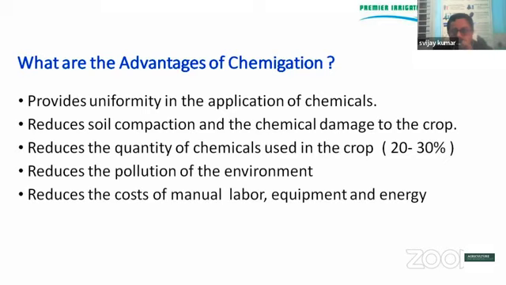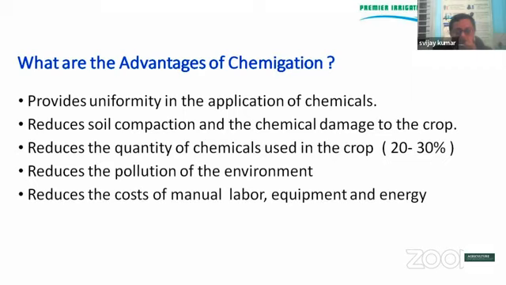Another problem in hand broadcasting, when the farmer applies fertilizers, is that you have to walk on the field. When you walk, you actually compact the soil. So there is soil compaction. Since this goes through the drip irrigation lines, there is not going to be any such challenge.